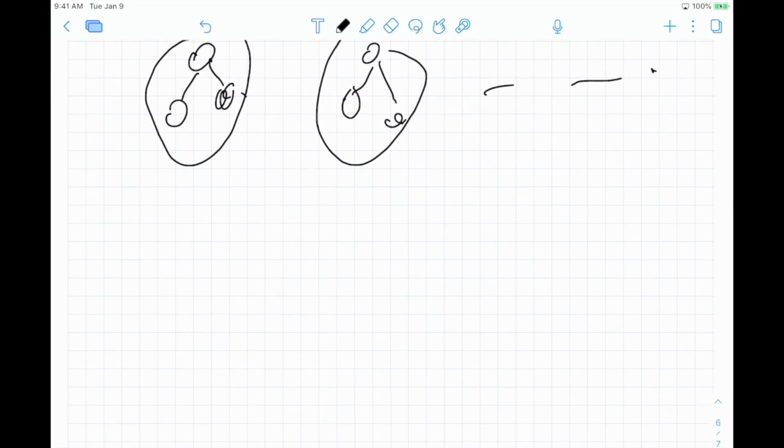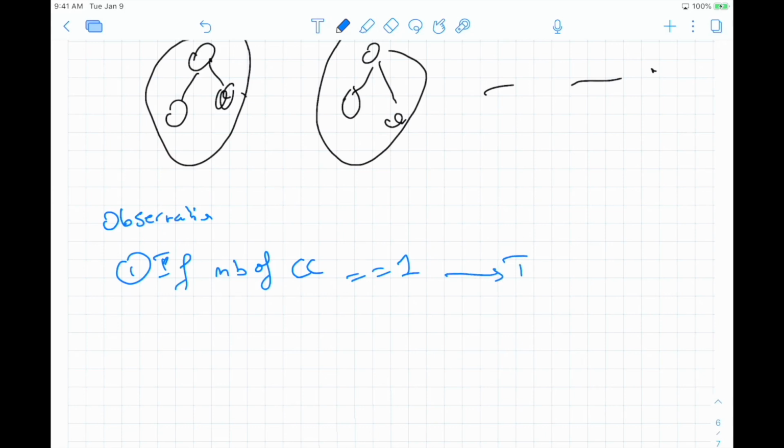Okay, so our first observation, let's write it down. Our first observation is that if the number of connected components is equal to 1, that means we can traverse from any index to any other index. So in that case, we return true. Otherwise, we return false. If it's more than 1, we return false.